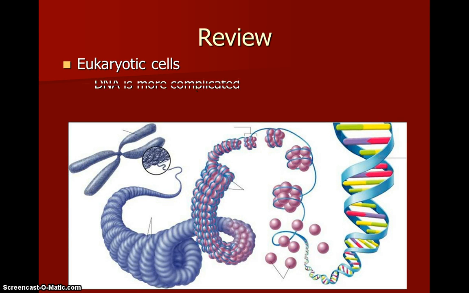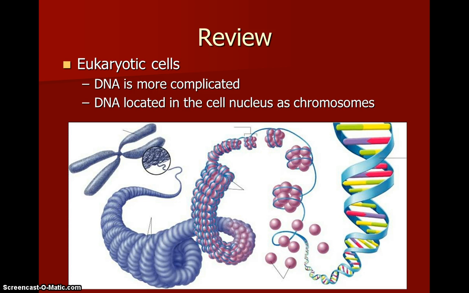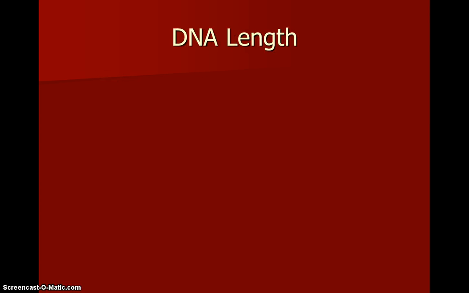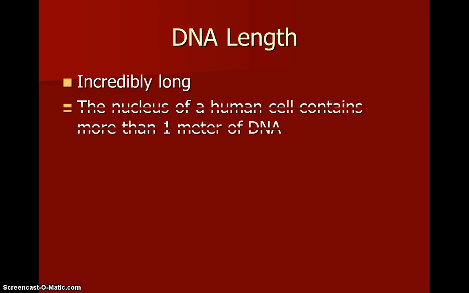Eukaryotic cells are going to be more complicated. The DNA is located in the nucleus and has chromosomes. DNA length is going to be incredibly long, and the nucleus of a human cell contains more than a meter of DNA. So you know, like the meter sticks, the big long sticks, it contains more than that in the little cell. So it's very, very tightly coiled and very small.